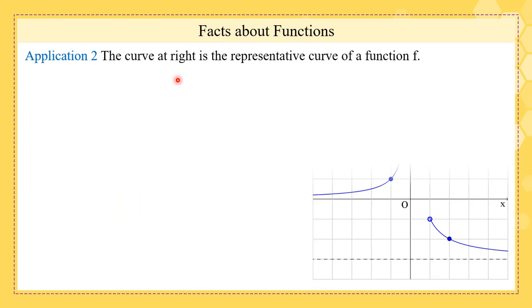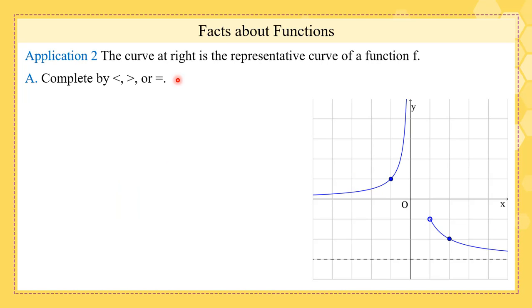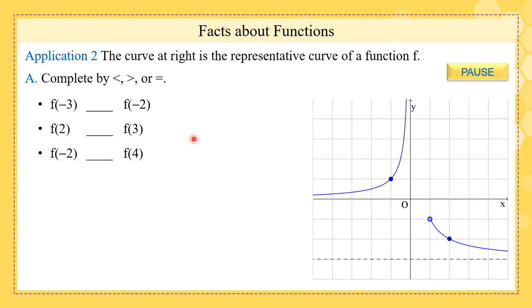Let's see this application. This is a curve we need to complete by smaller, greater, or equal. F of -3 and f of -2. Now if you see it graphically, f of -3 is somewhere here, whereas f of -2 is somewhere here. So we can say that f of -3 is less than f of -2. And if we want to see it algebraically, you can say that -3 is less than -2 and f is increasing. So f of -3 is less than f of -2.